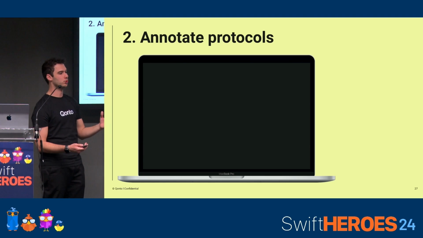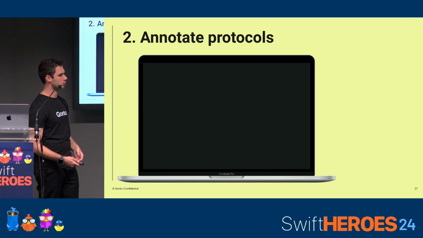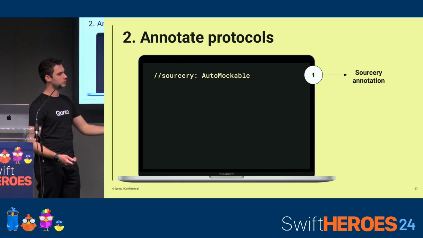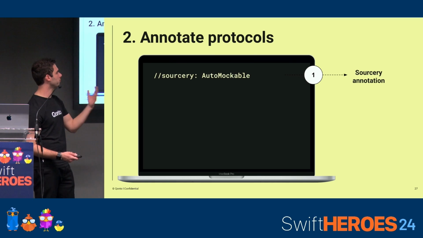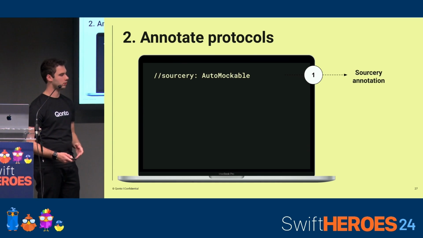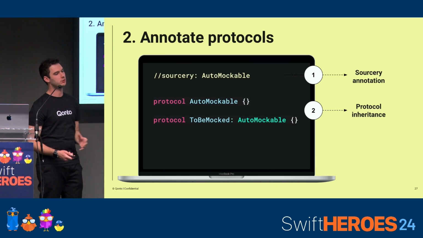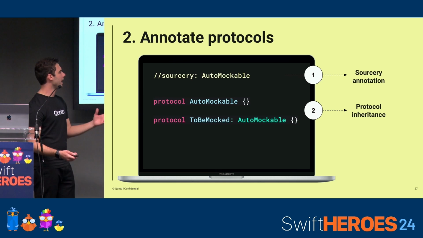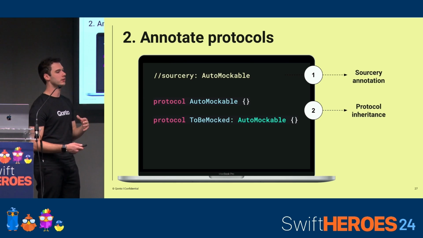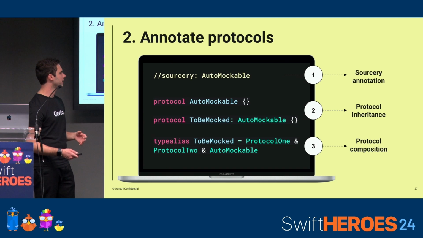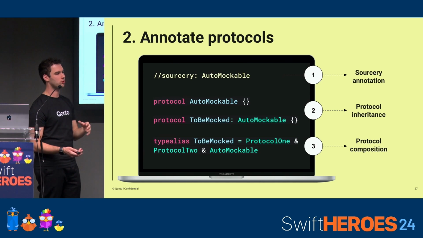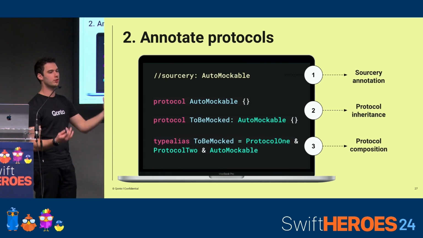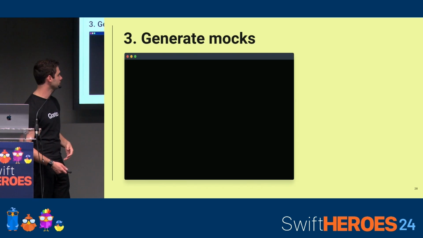The second step is the protocol annotation, so we specify which protocols to mock. We can do this in 3 ways. The first is with a Sourcery annotation, which is a simple comment on top of the protocol that you want to mock. The second way is with protocol inheritance, so you just create an empty AutoMockable protocol, and you can inherit from that protocol in your protocol to be mocked. And finally, the third way is protocol composition. So SwiftyMocky supports type aliases, so you can create mocks for the composition of your protocols.